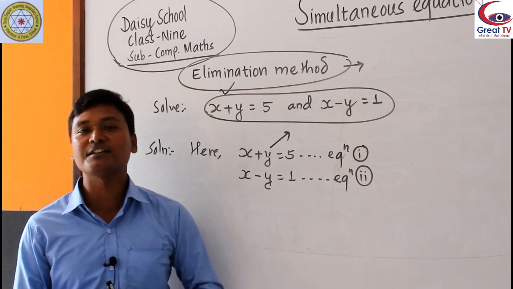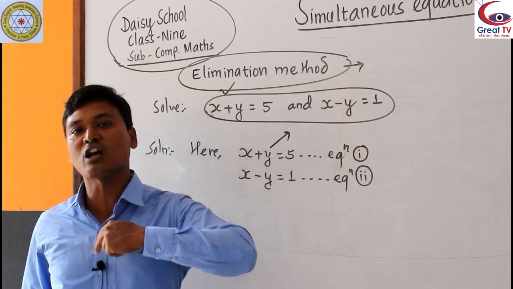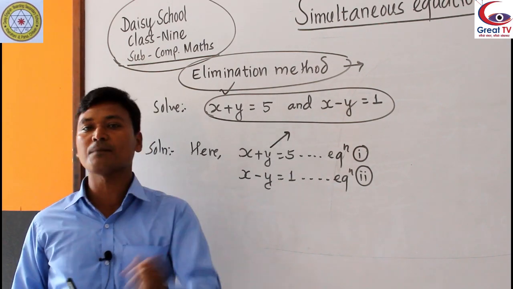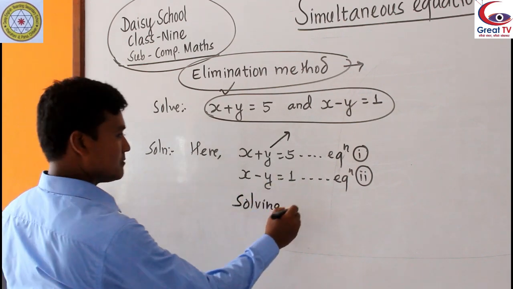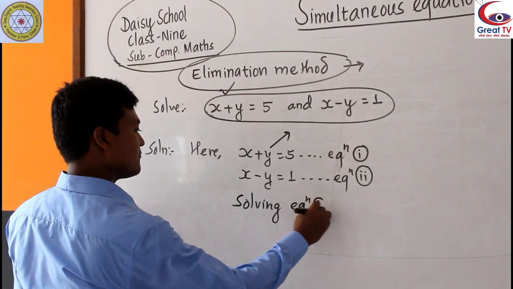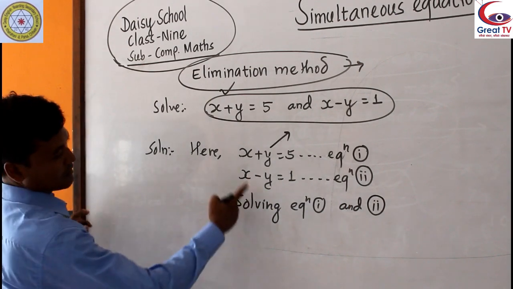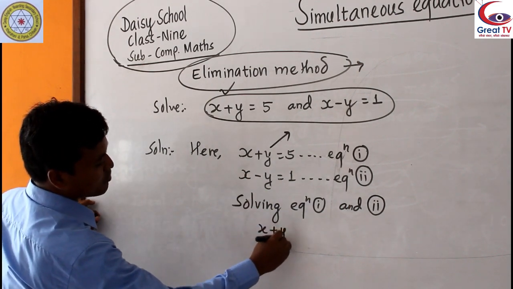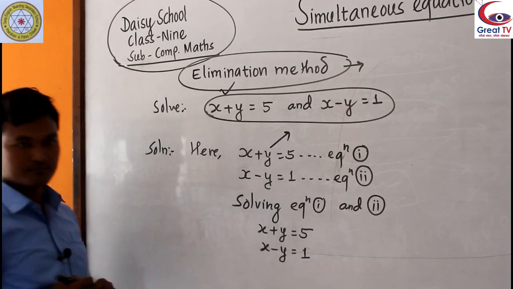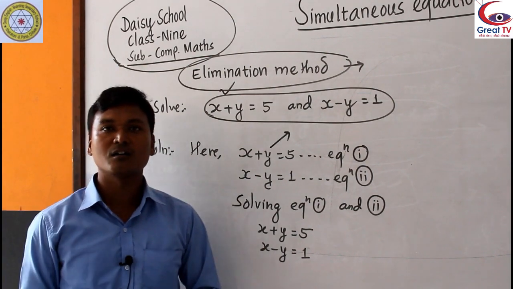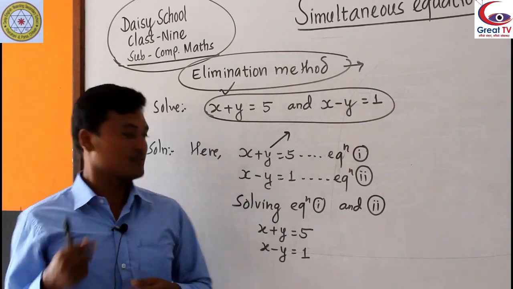Now after this we have one idea. Yes, the coefficient of y in both is the same. We can solve directly by solving. Solving means either we add or we subtract. Well, let us try solving the first and second equations. The first is x plus y equals 5. The second is x minus y equals 1. While solving, either we add or we subtract.